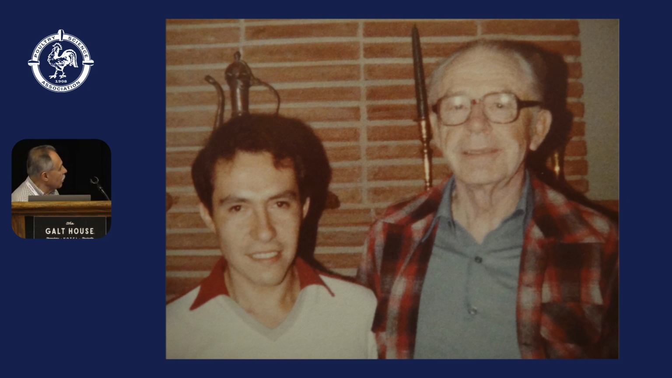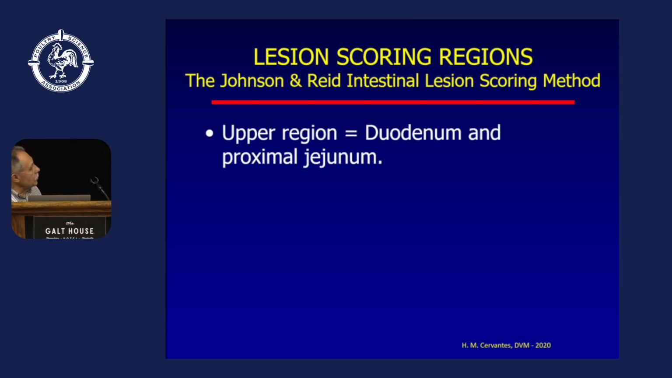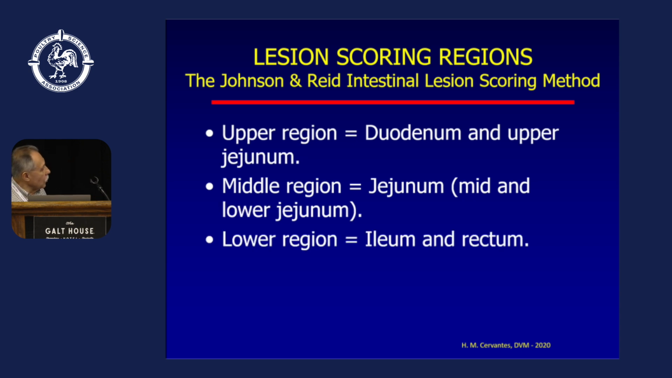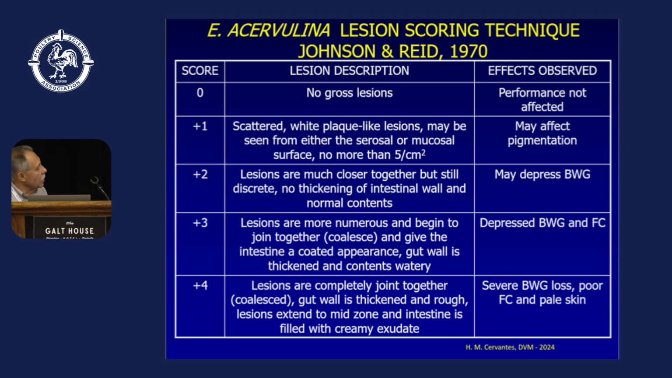So what is lesion scoring? There are 4 regions by this system for which you score. You never score by species, although we do that in the field all the time. You score by regions. The upper region is the duodenum and proximal jejunum. The middle region is the mid-jejunum and the distal jejunum. The lower region is the ileum, colon and rectum. And of course, the cecal region is the ceca.